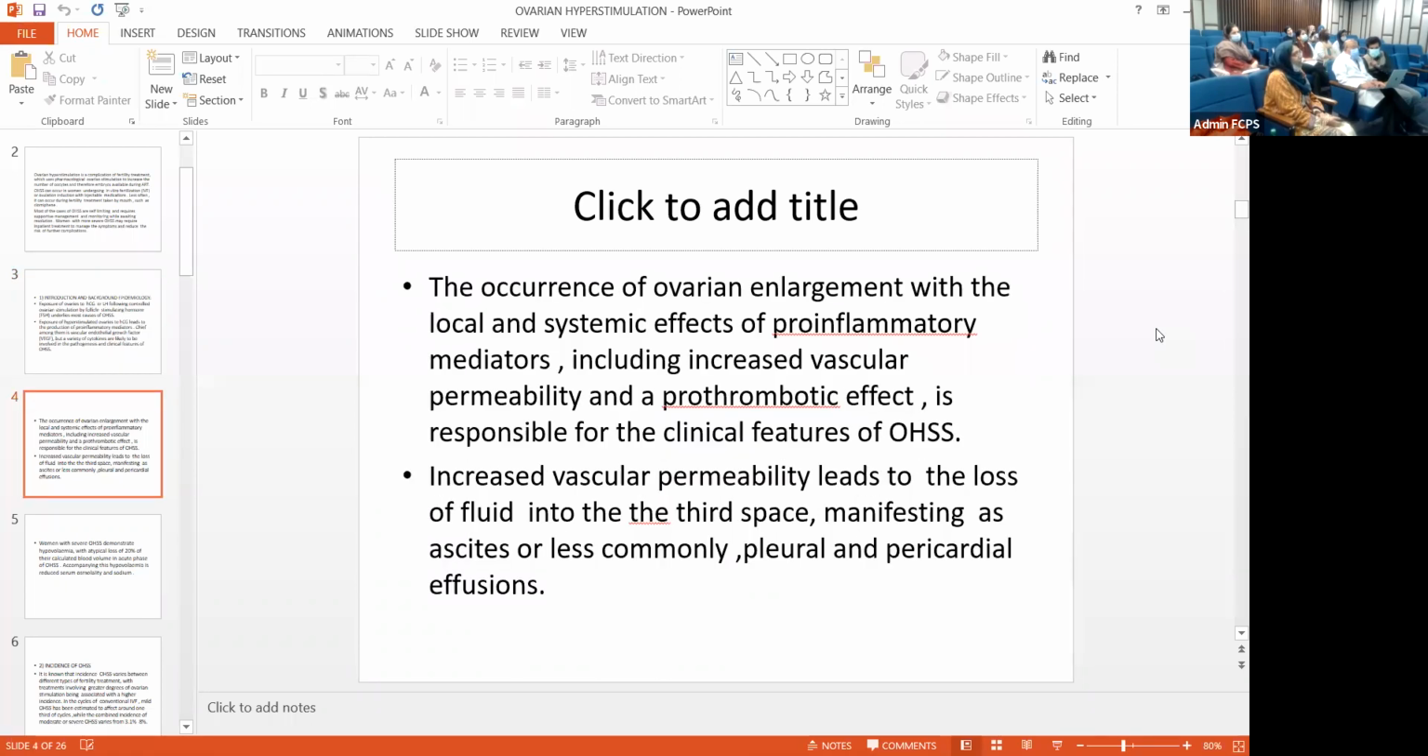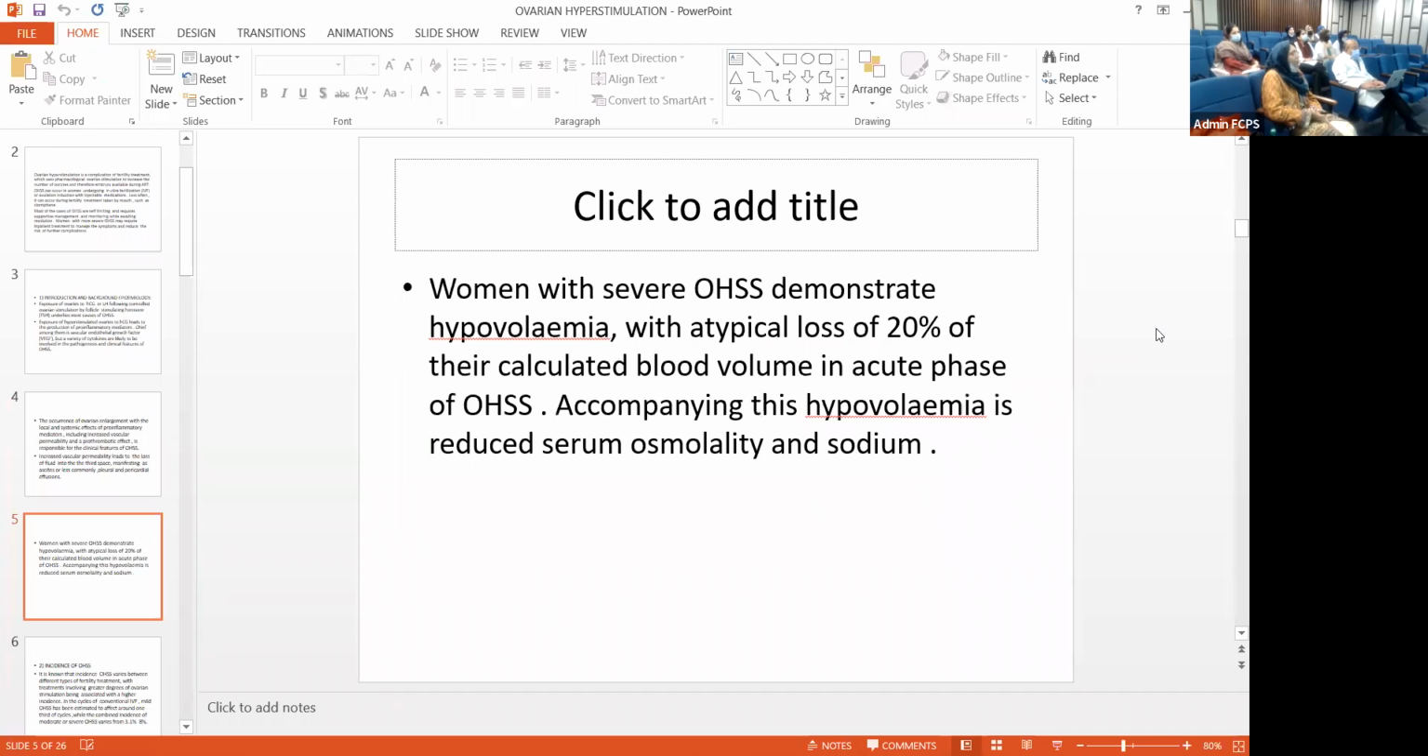Ovarian enlargement with the local and systemic effects of the pro-inflammatory mediators, including increased vascular permeability and pro-thrombotic effect, is responsible for the clinical features of OHSS. Increased vascular permeability leads to loss of fluid into the third space, manifesting as ascites or less commonly pleural or pericardial effusions. Women with severe OHSS demonstrate hypovolemia with a typical loss of 20% of their calculated blood volume in the acute phase of OHSS. Accompanying this hypovolemia is reduced serum osmolality and sodium.